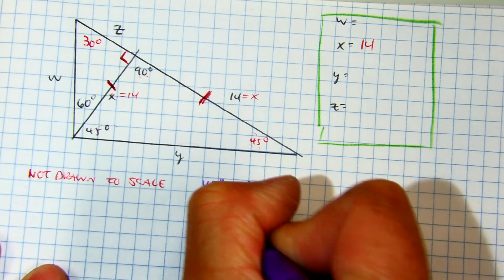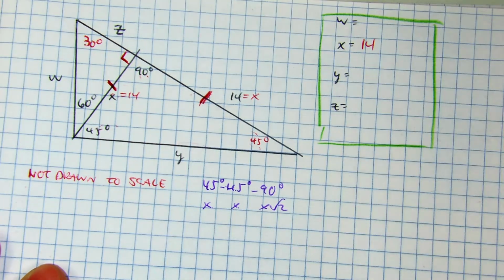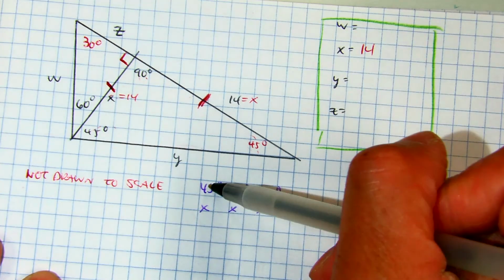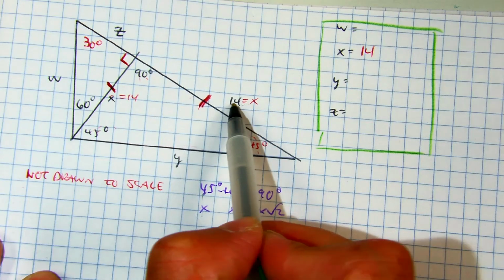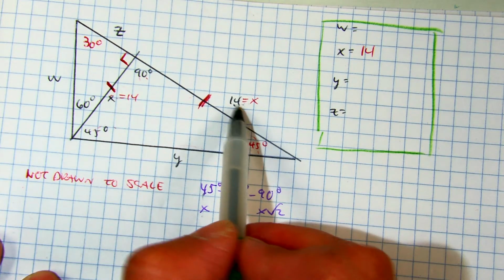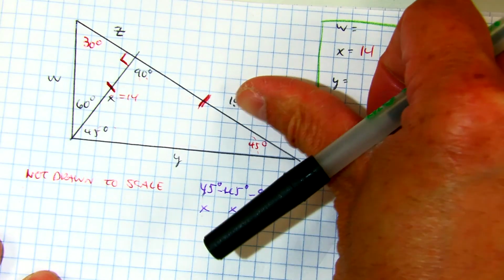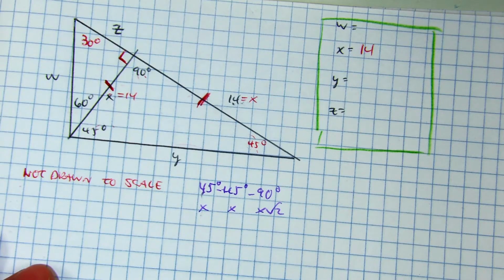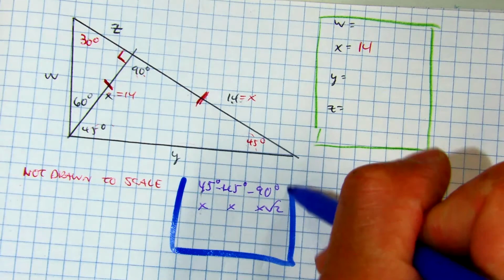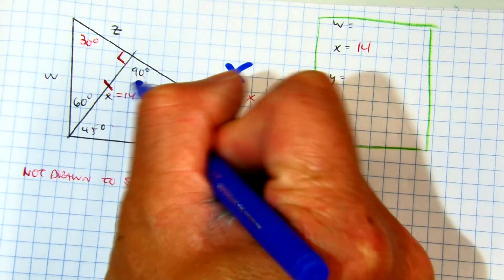X radical 2. How does that work? Remember, across the 45s are equal to x. Now, just because on the picture that's what you're solving for, ignore that. Just look at the number. And again, if it helps you, you can just use a different color. Let me use a different color. X radical 2.